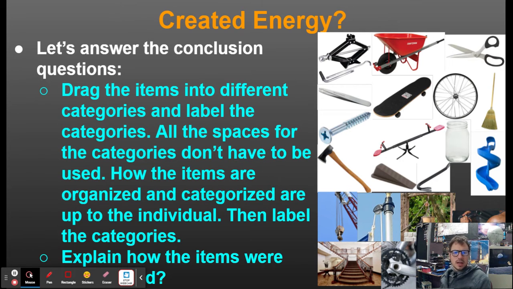I could also see another category as wheel. You've got skateboard wheels, a bike wheel, a wheelbarrow that's got a wheel on it, a gear. So that could be one. It could be outside versus inside. There's a lot of different categories that you could come up with.